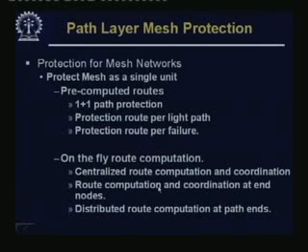Now, in the path layer and the mesh protection of mesh networks, we protect the mesh as a single unit. Pre-computed routes, that means all the possible routes and alternative routes are pre-computed, 1 plus 1 path protection, protection route per light path or protection route per failure. We will discuss this later, but as I said, this is a costly alternative.